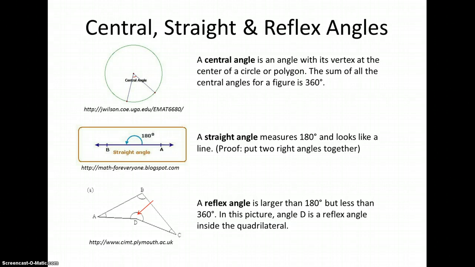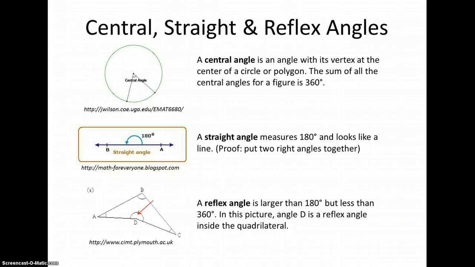A straight angle measures 180 degrees and looks like a line. We can think about this as nestling two right angles together, noticing that their base makes a straight line of 180 degrees. 90 degrees plus 90 degrees equals 180 degrees.